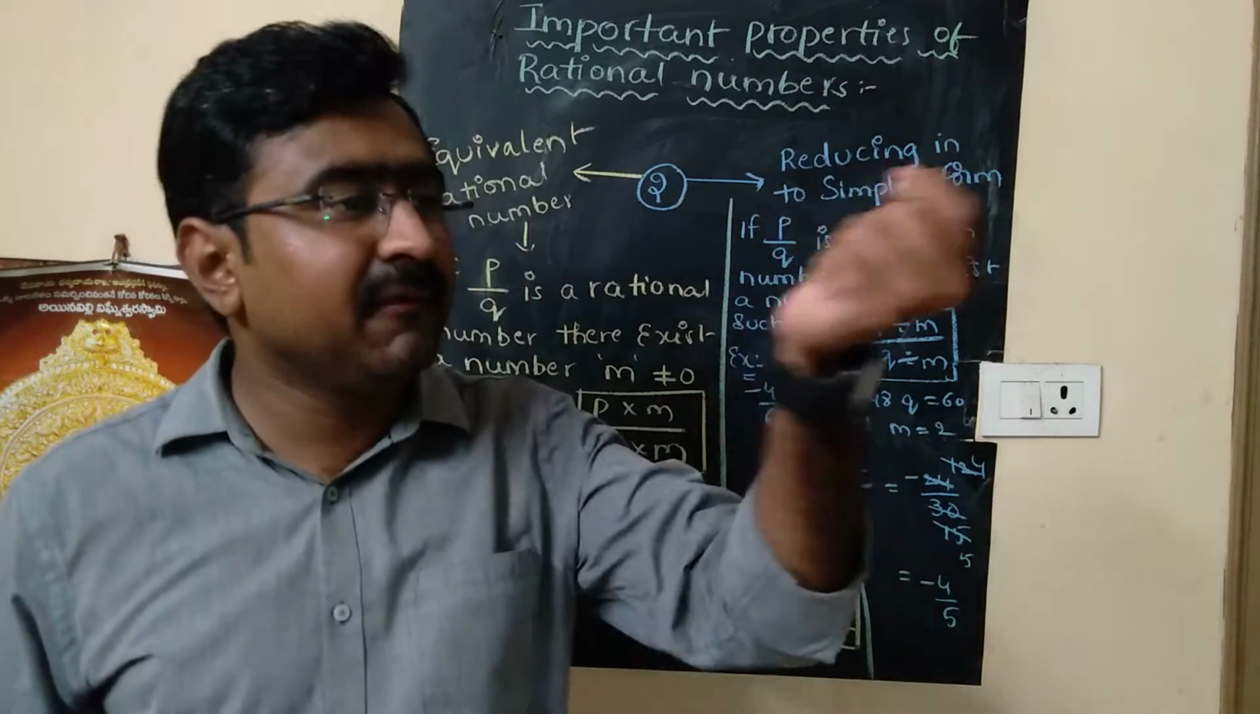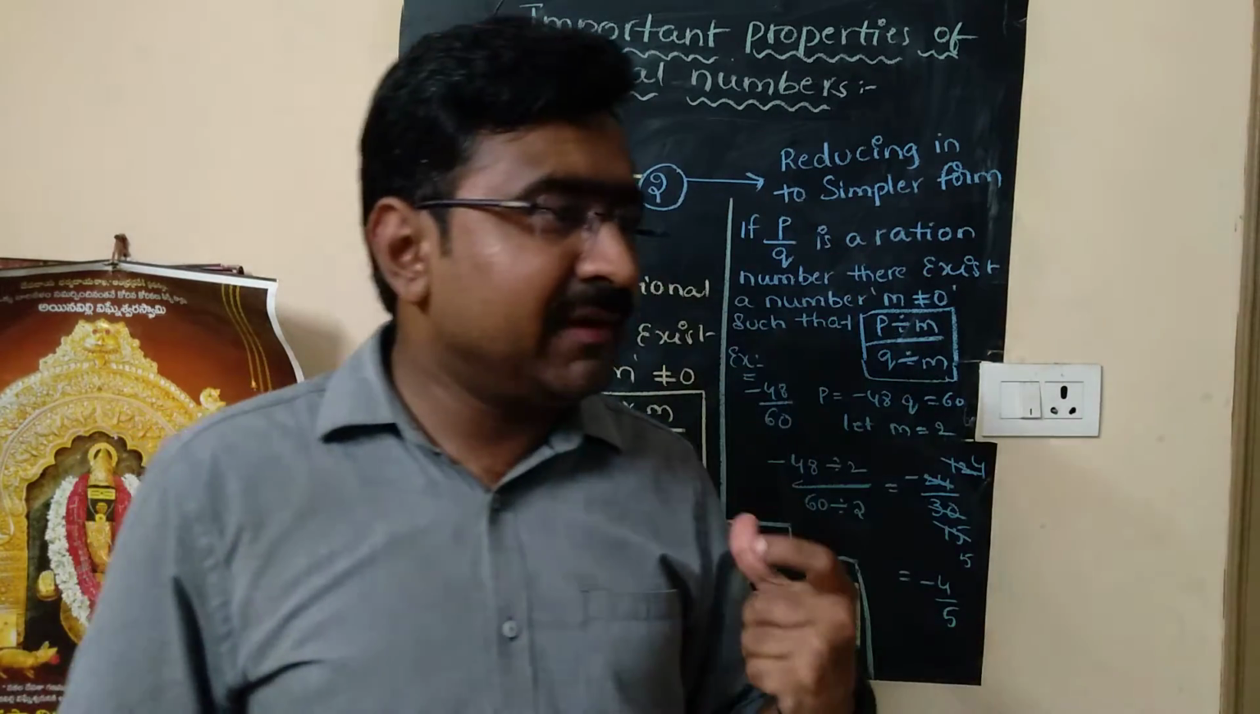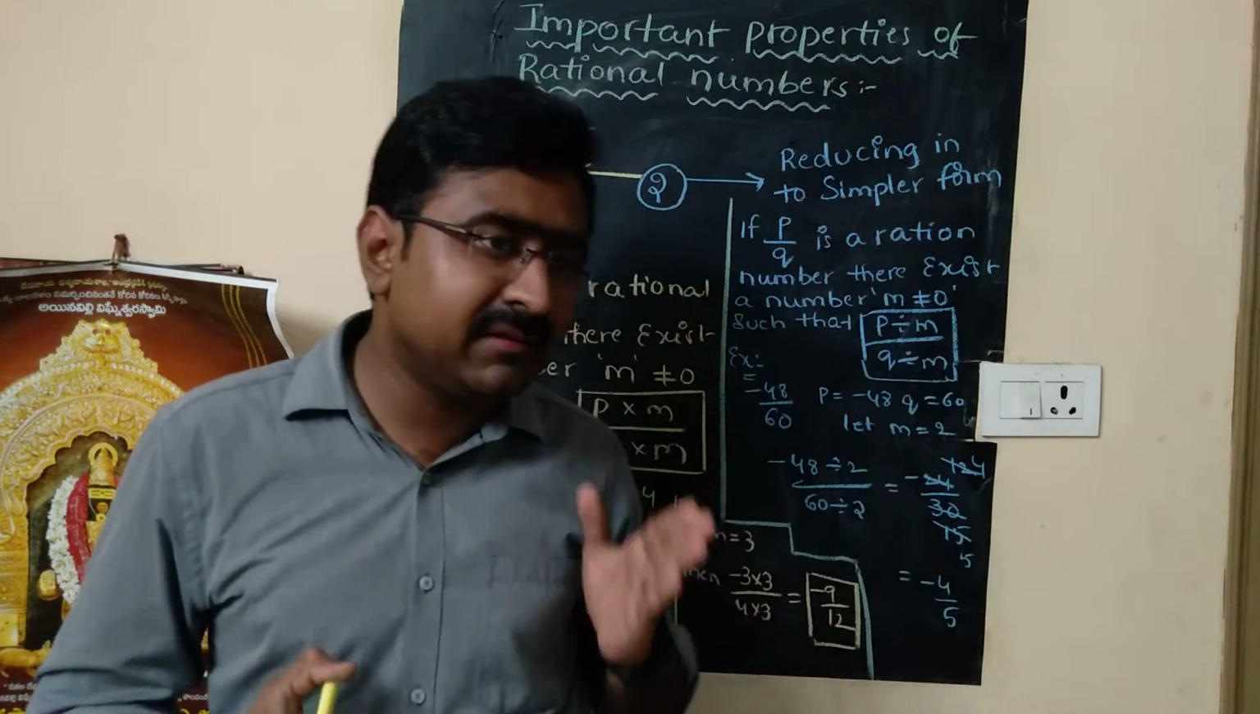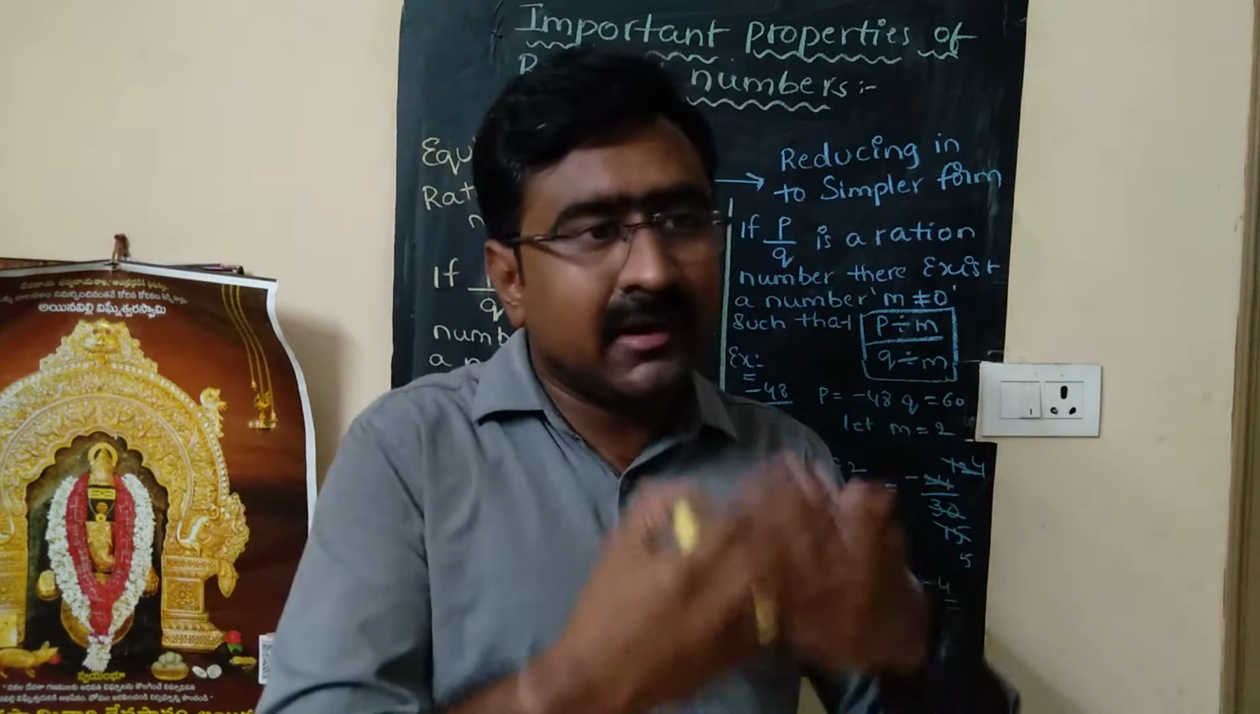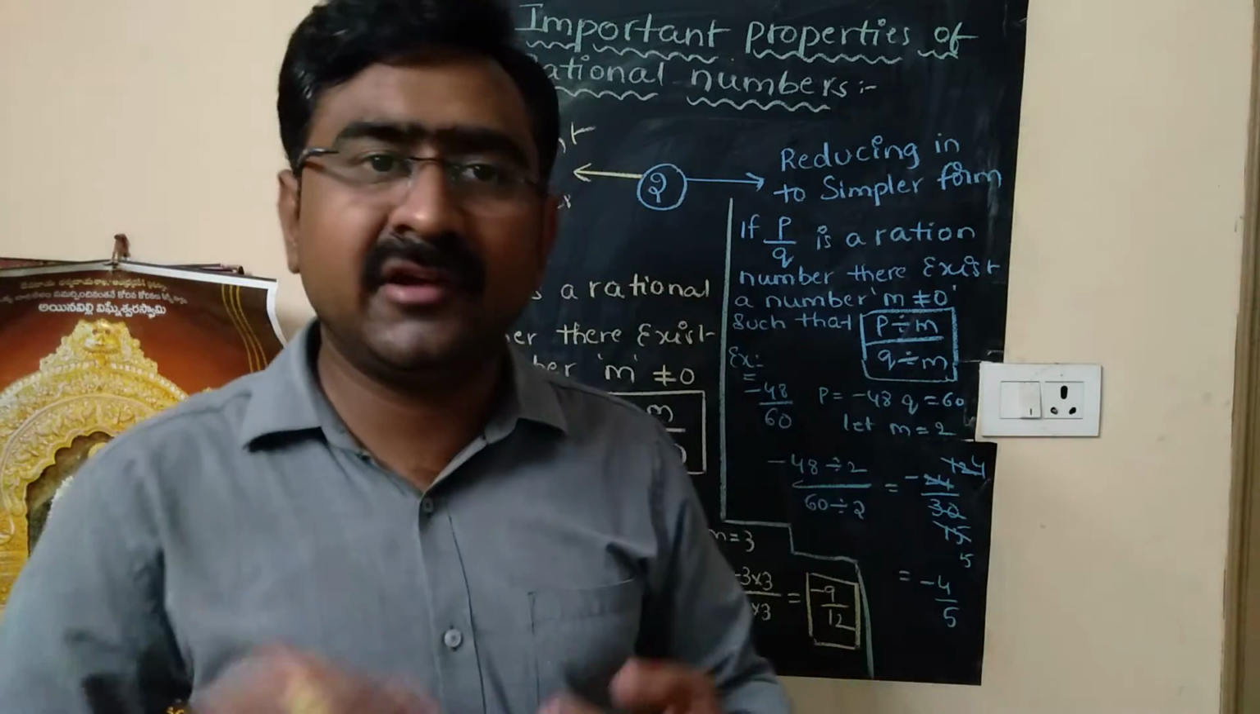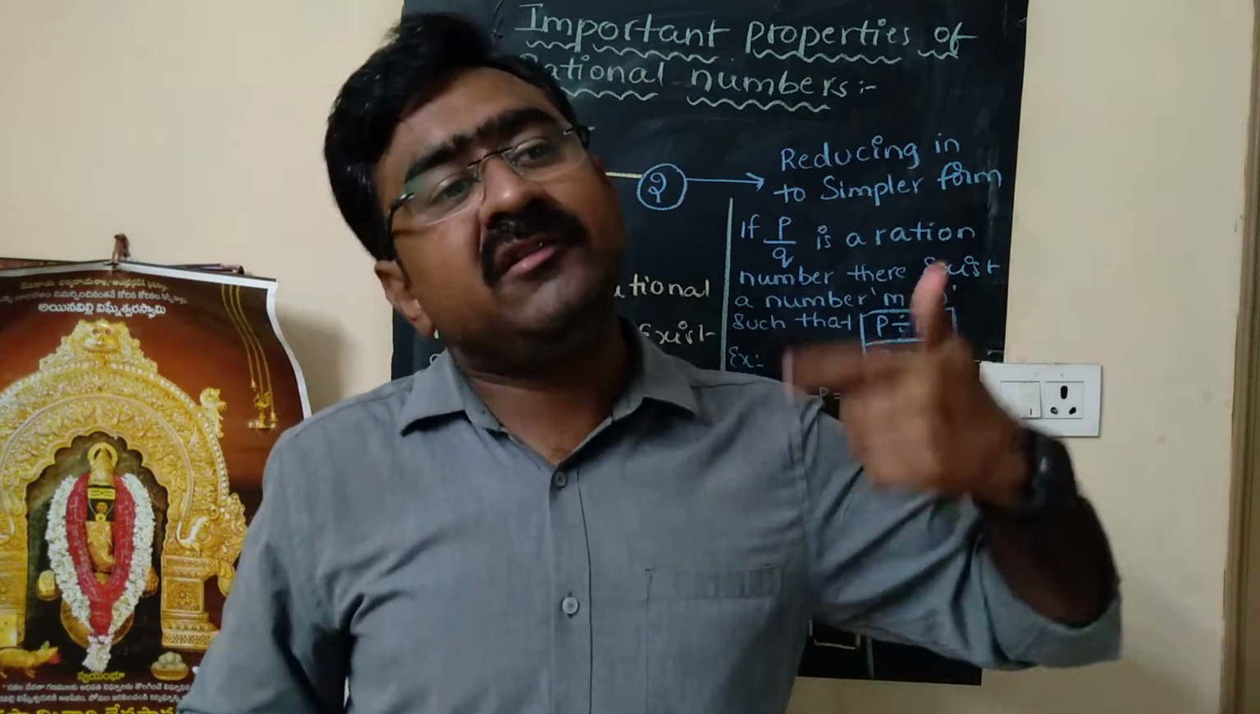For example, let us imagine that p by q is a rational number, and I want to convert that p by q rational number into an equivalent rational number. Then I have to multiply by any non-zero integer.